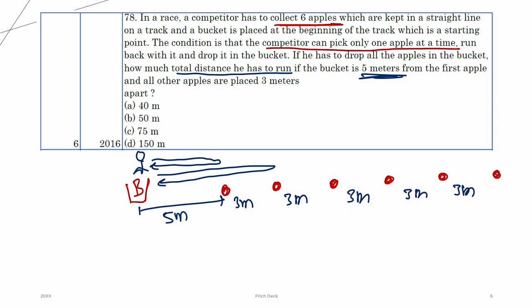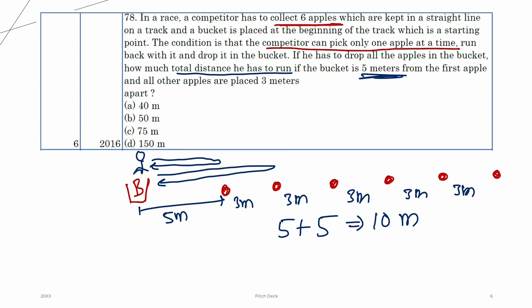Right? Now, I'm not sure whether they have given that he's standing at the bucket point or next to the first apple. So let's assume he's standing next to the bucket. To collect the first apple, how much does he need to run? What is the total distance he has to cover? He has to cover 5 going to the apple and 5 while coming back. So total 10 meters for the first apple. For the second one, he has to cover 5 plus 3. I hope you understand 5 plus 3. How come?